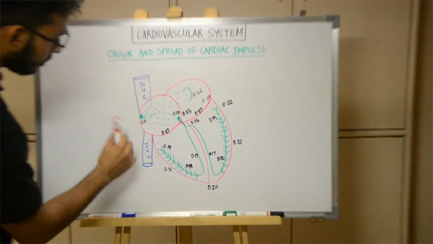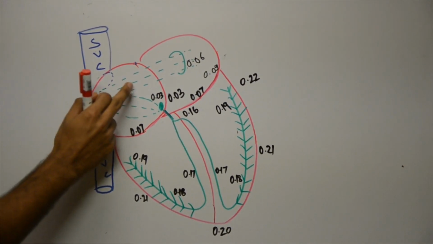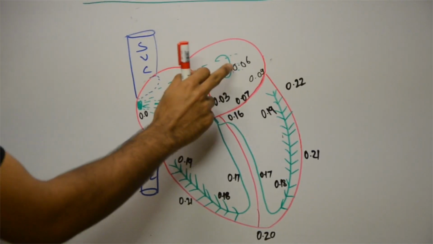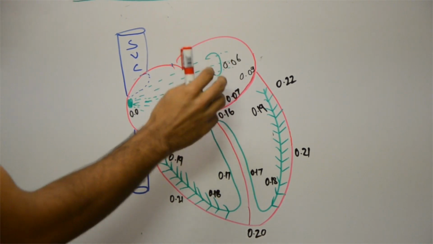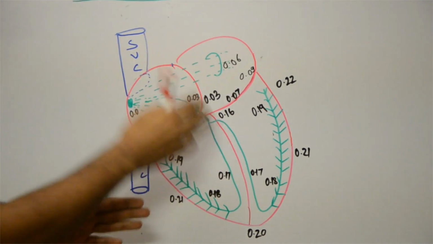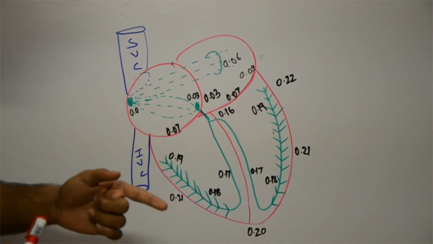Now if you notice here, the impulse spreads from the SA node via the interatrial fibers to reach the left atrium, right? It travels from the right atrium to the left atrium. So both these atria get depolarized simultaneously and they contract simultaneously, right?